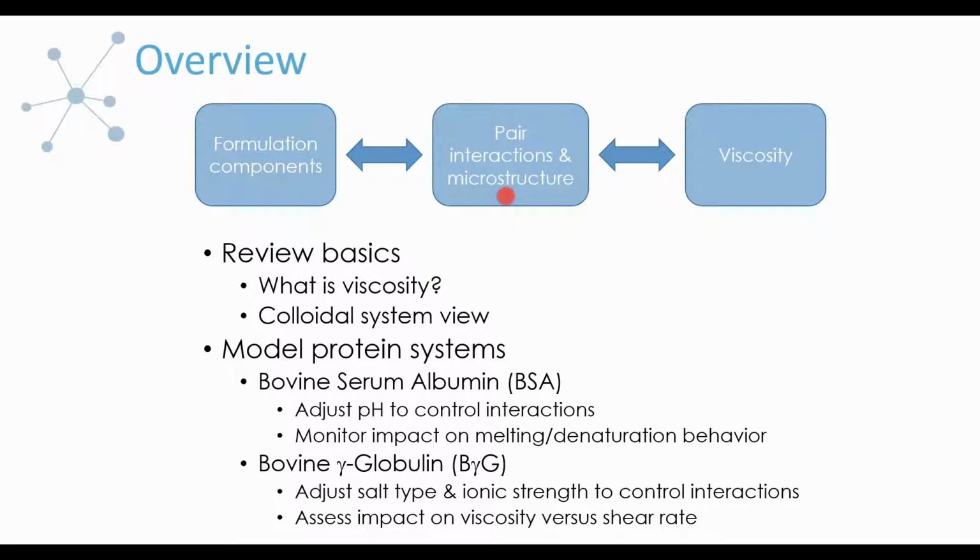And then we're going to look at some bovine gamma globulin samples, where in this case we're going to adjust the salt type that we add to the buffer, and then also the ionic strength of each salt to adjust the interactions. In this case, we're going to analyze in a little more detail viscosity versus shear rate and see what type of information we can get back from there.